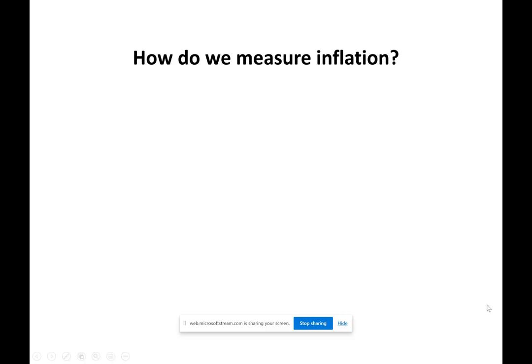Right, good morning, everyone. This is our second lesson on monetary policy, and specifically, what we're looking at is inflation.